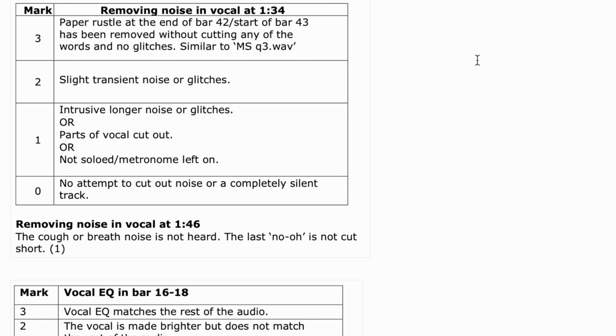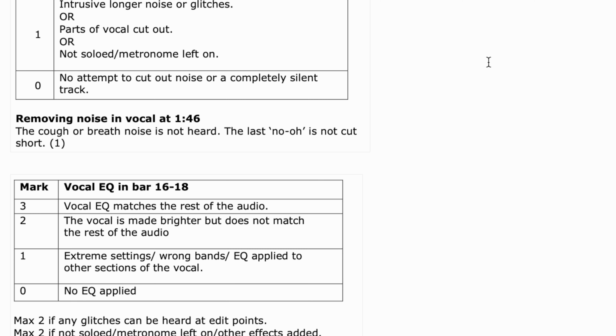So just looking at the mark scheme, what they've said here is at 134 that they've taken out any sort of paper noise whatsoever. Notice as well that they've mentioned for the mark 1, parts of the vocal cut out. In other words, if you would have cut out that vocal at the very end, they would have given you 1 out of 3 for this. So all they want you to do is take out this paper rustle. They're going to give you 1 out of 3 if you cut any part of that vocal out. The same thing goes for cutting that noise at the very end.